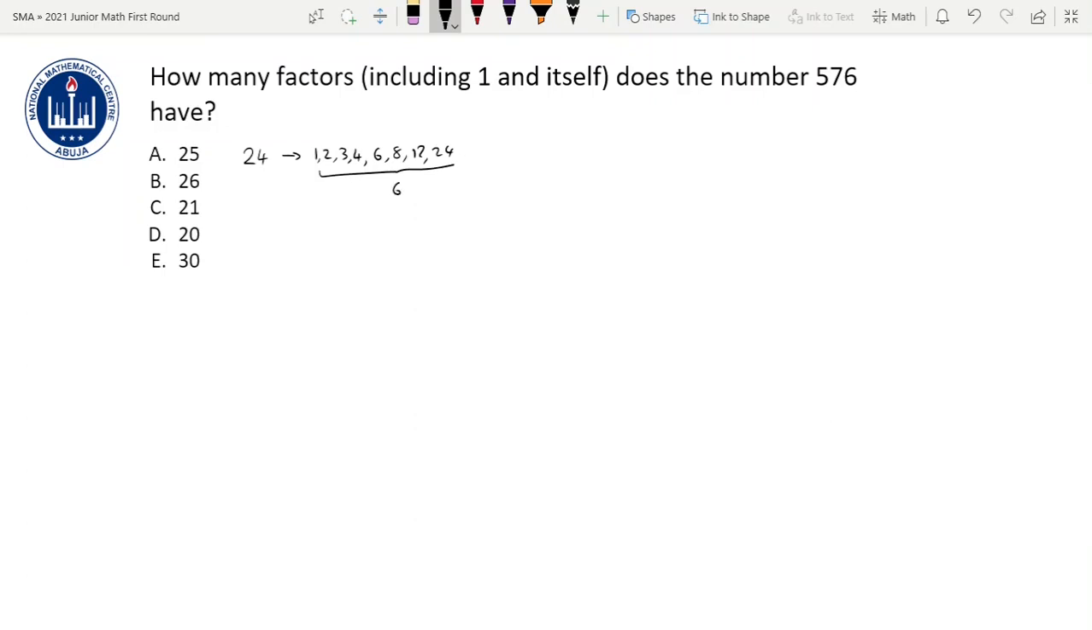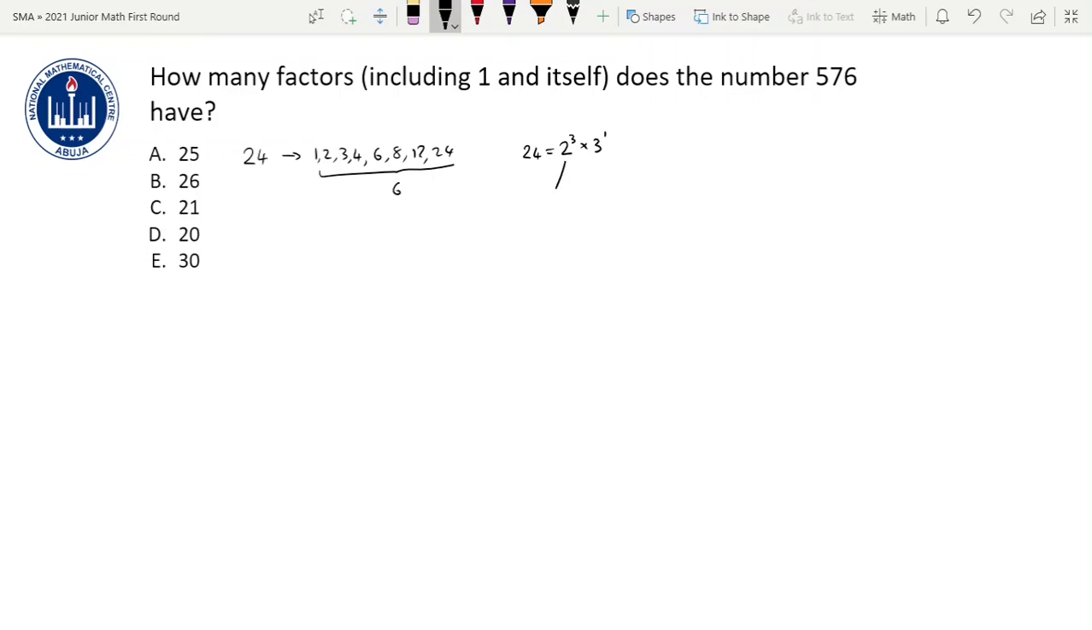Okay, let's talk about something now. Let's write 24 as a product of powers of its prime factors. The prime factors of 24 are 2 and 3. We can write 24 as 2 raised to power 3 times 3 raised to power 1. Okay, 24 is 2 raised to power 3 times 3 raised to power 1.